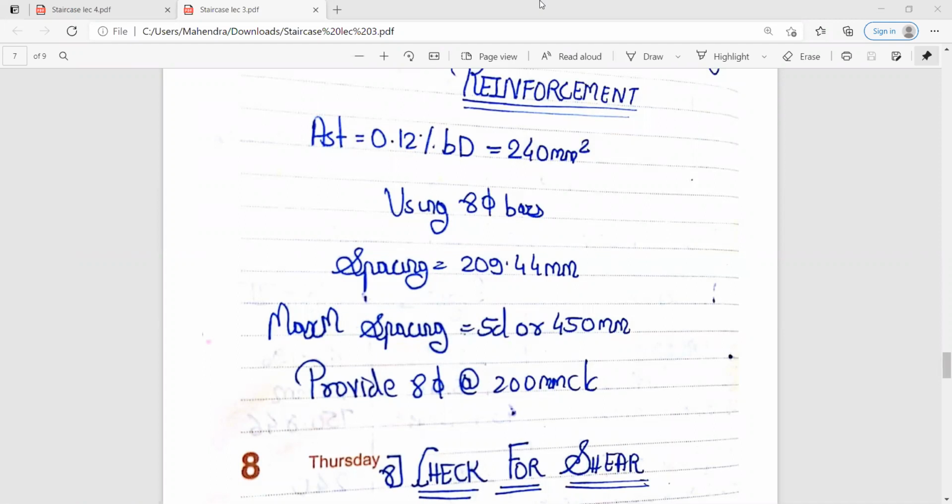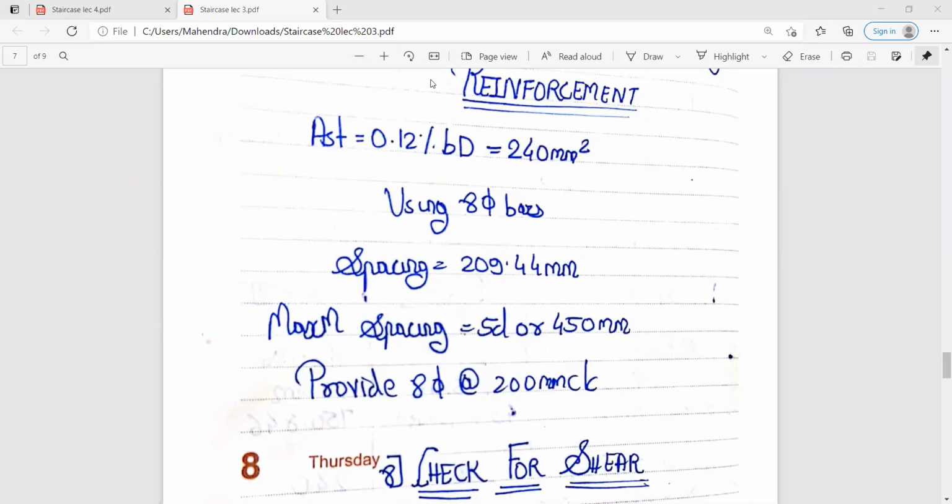Then as it is secondary reinforcement, you are going to use 8 millimeter diameter bar for the spacing. So again, for the spacing, 5 by 4 into 8 square into B upon your AST. So like that, you need to calculate the spacing. So spacing आपको मिलता है 209.44 mm. And the maximum spacing for secondary reinforcement is 5D or 450 mm. Maximum spacing you have to consider according to the IS code is 5D or 450 mm for the secondary reinforcement.